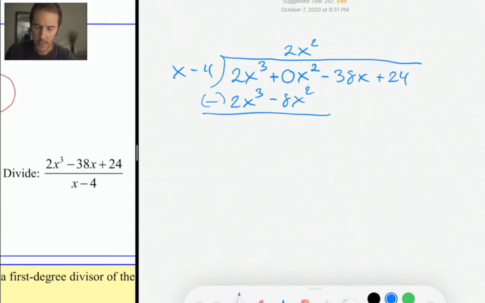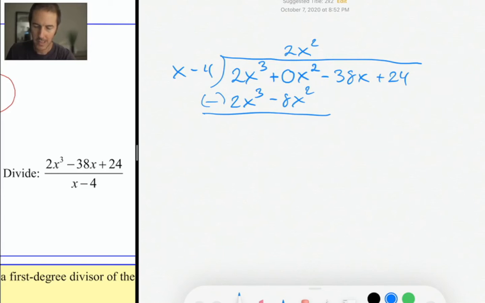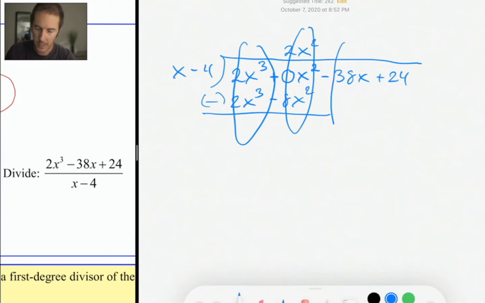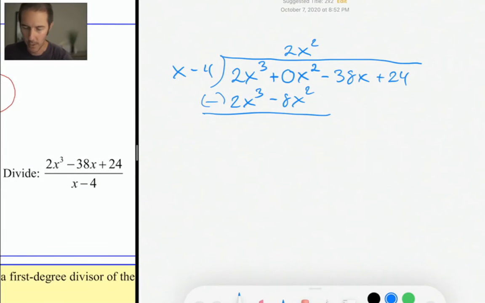And I like to put my subtraction sign in parentheses like that. Now notice that I wrote this 2x squared over my x squared term in the dividend. This is the dividend, the stuff underneath the division symbol. So I'm keeping all of my columns lined up. All my cubes are here, all my squares are here, my linear factors are going to be here, my constant terms are all going to line up there. So I'm being very organized about this as my battery runs out.